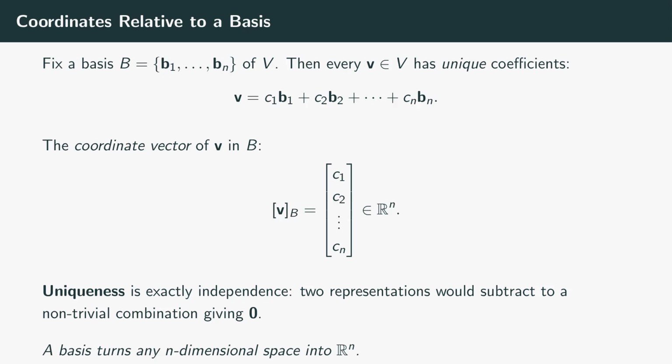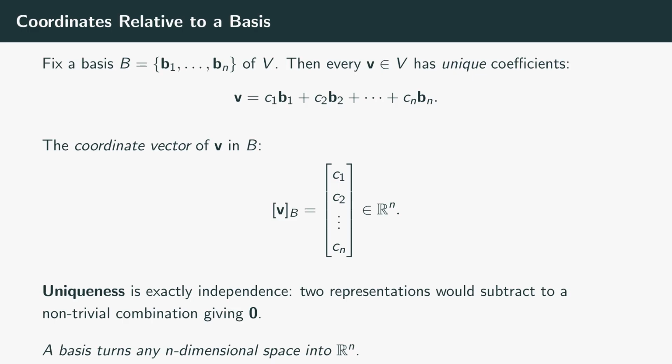A basis does something wonderful. It gives every vector a unique address. Fix a basis. Call its vectors b1 through bn. Then any vector v in the space can be written as a combination of the basis vectors, c1 times b1 plus c2 times b2, and so on.